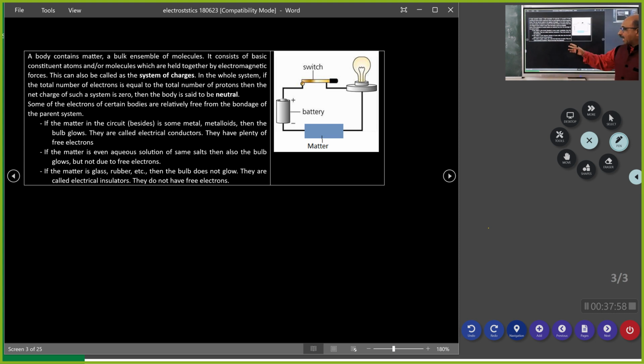Then if the matter is glass, rubber, etc., the bulb does not glow. They are called insulators because they do not have ions, and they do not have free electrons. See, this concept of free electrons is extremely important for us. Then only you will study resistance, series and parallel combination of resistance. If you ask me what is resistance, how does this material resist, and you don't know the concept of free electrons, then I cannot answer that question for you. So I am developing the theory for you to understand electricity properly.